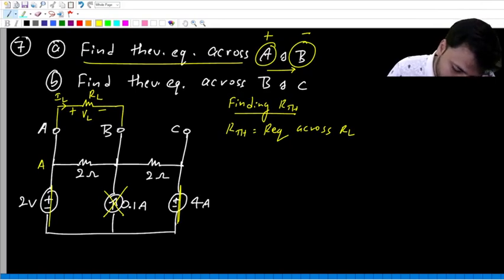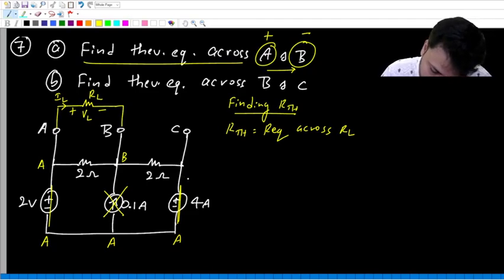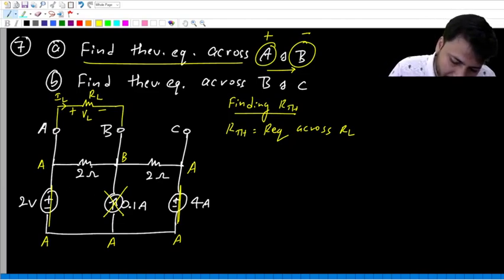Okay. Now if you observe, this is A. Now because A is short, this is also A. This is also A. This is also A. This point is B. Okay. Because this point is short to this point, this is also A. Now the point I am trying to make is this.